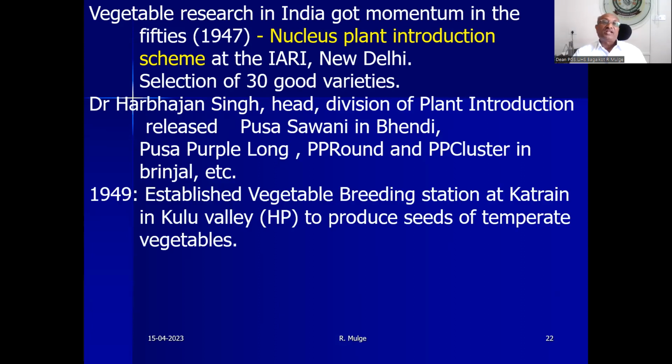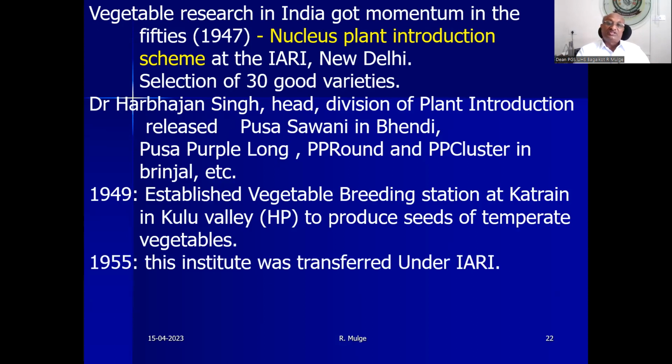Then in 1949, they established the vegetable breeding station at Katrain in Kullu because we got separated. Pakistan was created. Kasauli is not in our hand, but somewhere we have to have our own facilities to produce the separate vegetable crop seeds. So they established the vegetable breeding station at Katrain in Himachal Pradesh to produce the seeds of temperate vegetables. Now also it's the regional station of IARI.